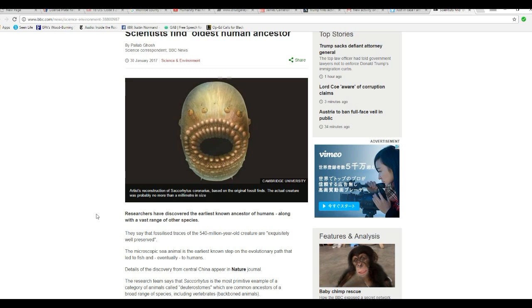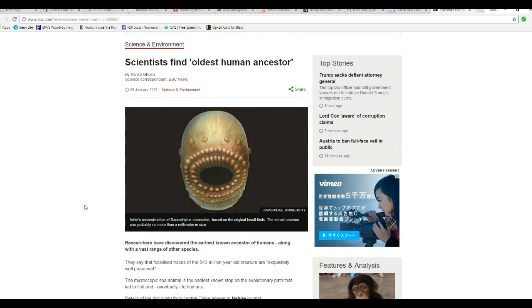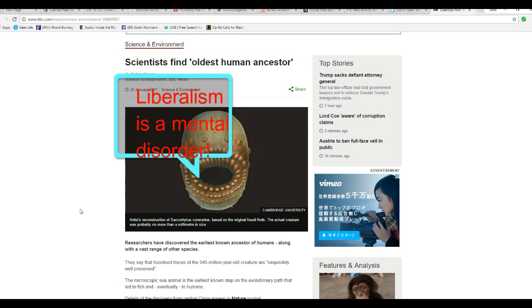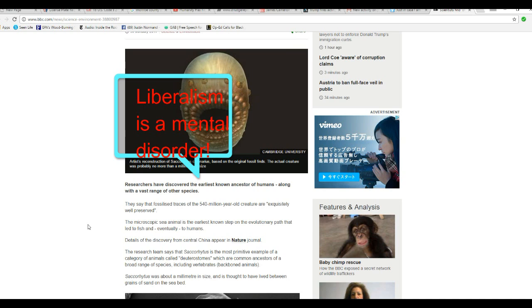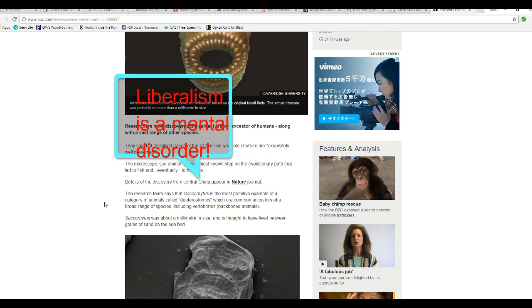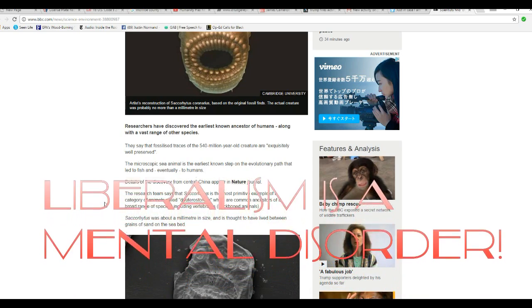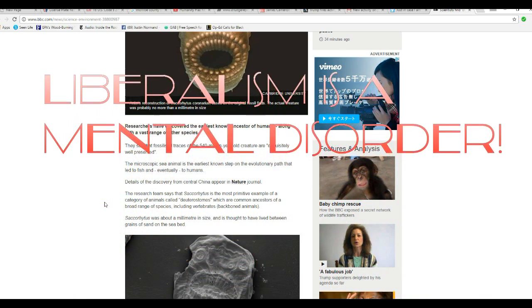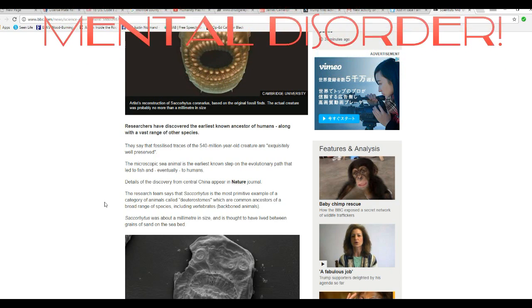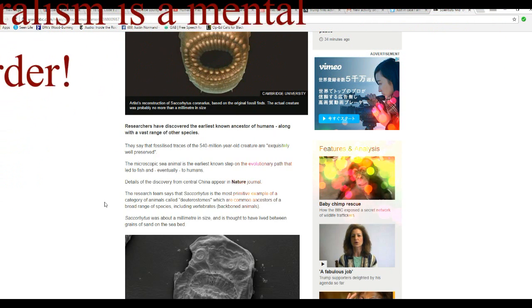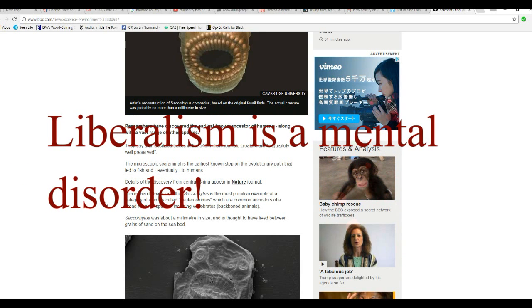Researchers have discovered the earliest known ancestor of humans, along with a vast range of other species. Really? This is what they're saying is your great-great-great-great-great-whatever grandpappy. They're insane. The microscopic sea animal is the earliest known step on the evolutionary path that led to fish and eventually humans. Unbelievable. Details of the discovery from central China appear in Nature Journal.